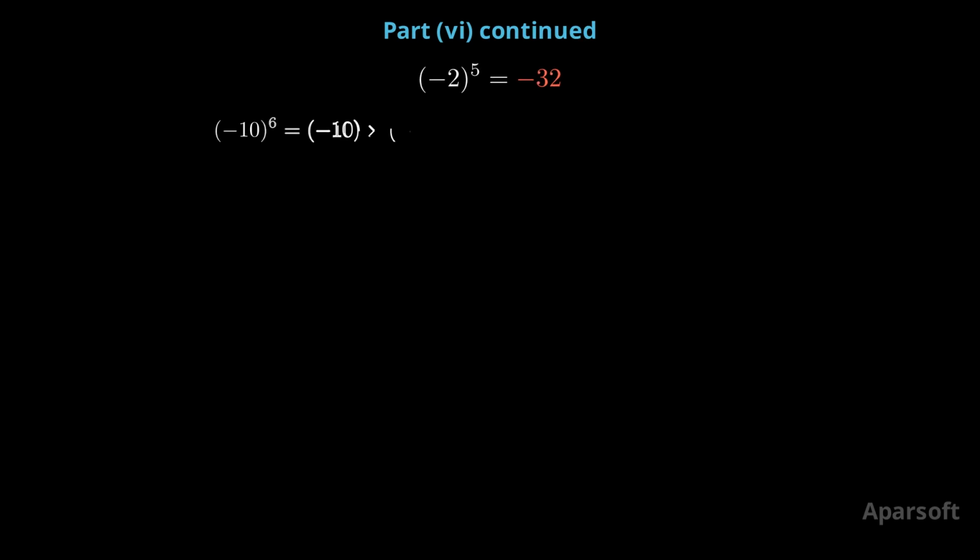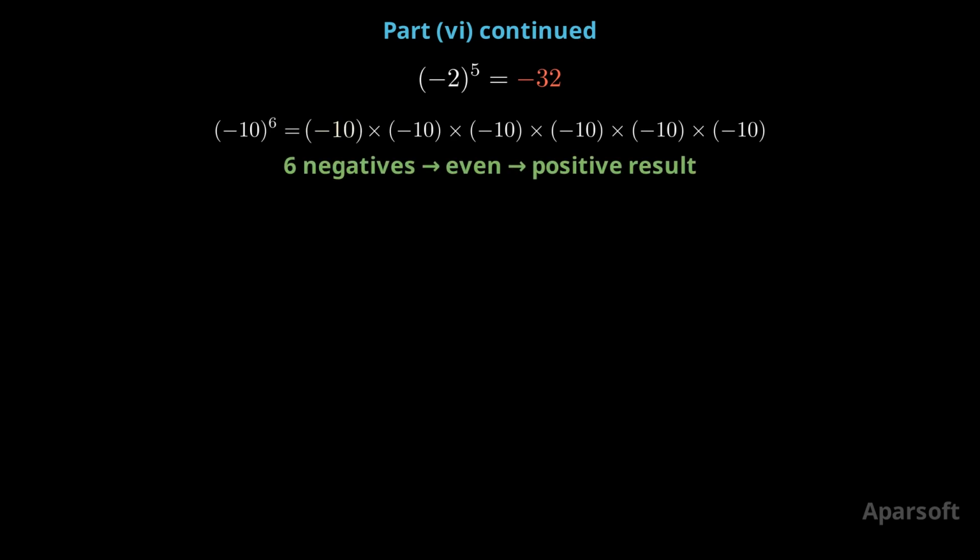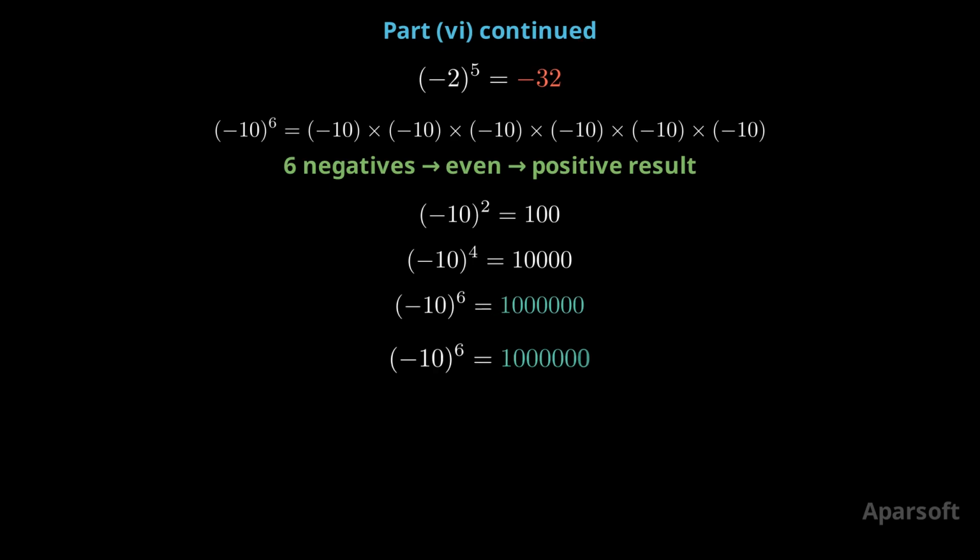Now let us tackle negative 10 to the 6th. Expanding, negative 10 6 times. Count the negatives, 1, 2, 3, 4, 5, 6. 6 negatives, an even number, so the result will be positive. Negative 10 squared is 100. Negative 10 to the 4th is 10,000. And negative 10 to the 6th is 1 million. So negative 10 to the 6th equals 1 million. Finally, negative 32 times 1 million equals negative 32 million.